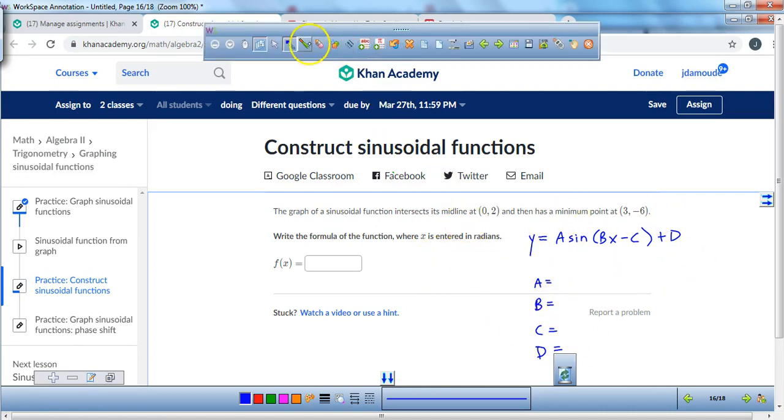Now, one of the things you need to realize is that anytime it says you have a midline somewhere, like at 0, 2, alright, quick refresher, the midline is the line that passes through the middle of the sine or the cosine function. So right now our d value is definitely going to be 2. So put d value as a 2. Next, I want you to plot these ordered pairs: let's plot 0, 2, and 3, -6.